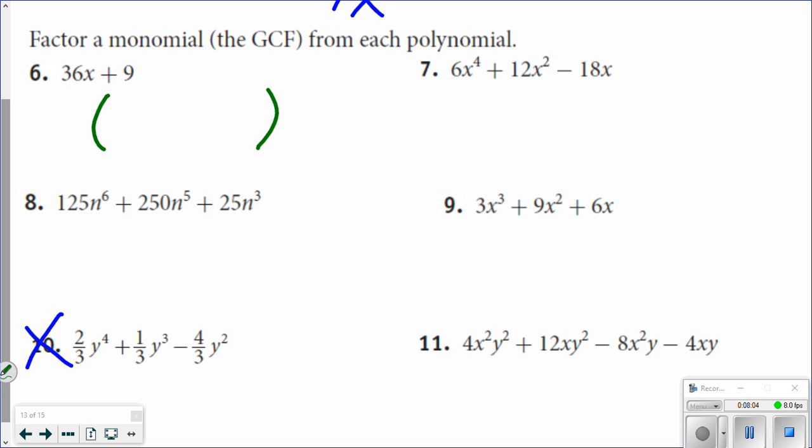36 and 9. 9 is the smaller of those 2 numbers, so I started there, and it works. So 9 is the greatest common factor. They do not share a variable or a letter. 36 divided by 9 is 4. Put the x with it. 9 divided by 9 is 1.